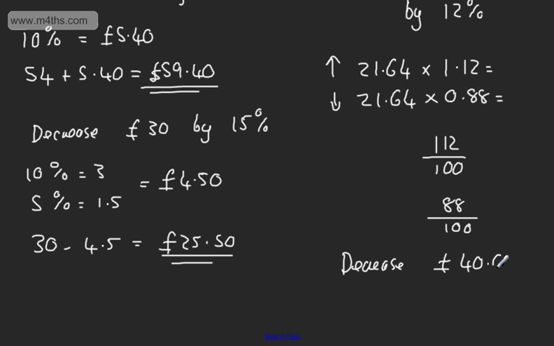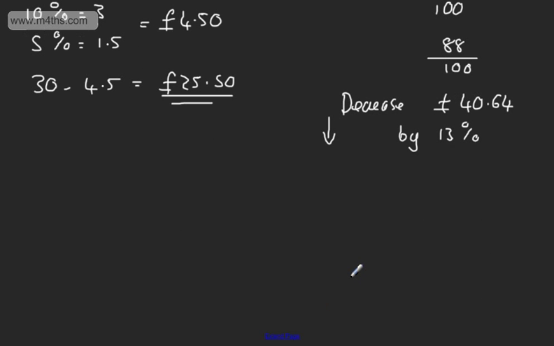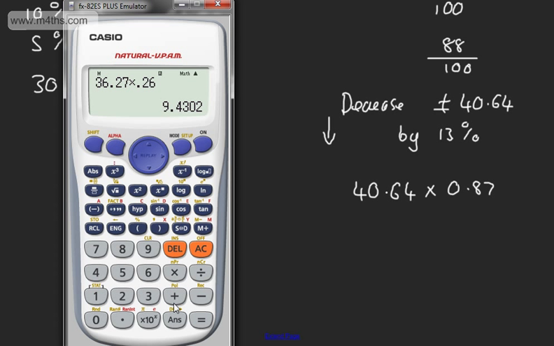£40 and 64p by 13%. If we decrease this by 13%, we have 87% of the original. So I would do 40.64 multiplied by 0.87. If I'm decreasing by 13%, I've got 87% of the original. So just pushing this through a calculator, 40.64 multiplied now by 0.87.